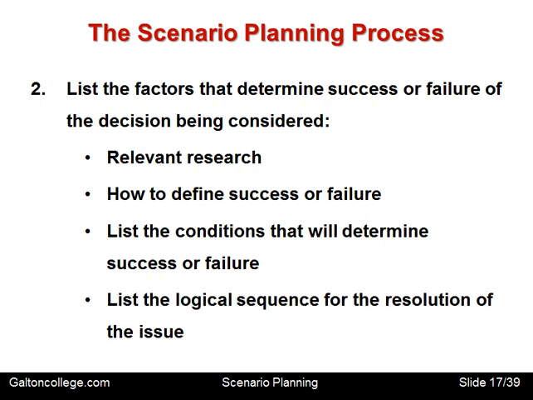And list the logical sequence of events for the solution or the resolution of the issue. If there is a problem, try to work through it logically. What must be dealt with first? What's next? What depends on what? Get a logical list of what's required and then implement that. So list the factors that determine the success or failure of the decision being considered means list the factors logically. What determines what? What goes before what? What's a precondition? So it's a logical approach.